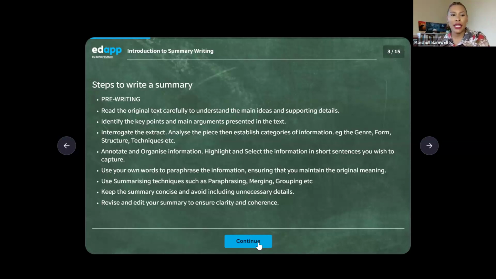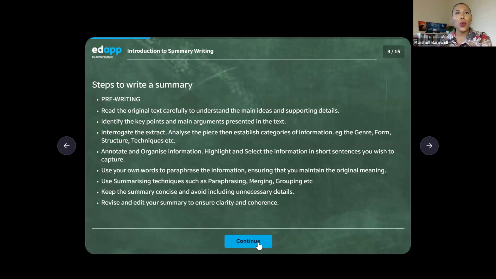Now, when we interrogate the extract, what we mean is we simply ask questions about the text. So you can analyze the piece to establish categories of information. So I can ask myself, what genre is this? Is it fiction or nonfiction? Right? What is the particular mode? Is it expository, persuasive, report, etc.? What is the form? Is it in paragraph form?